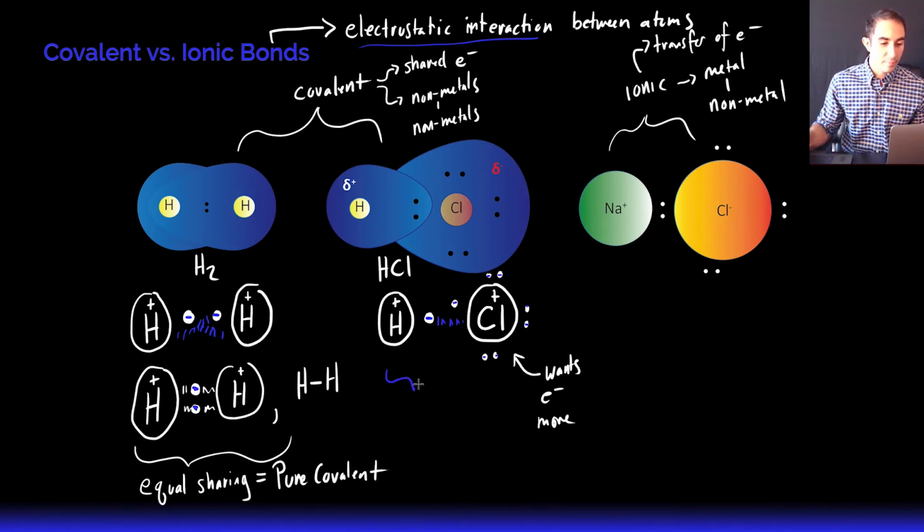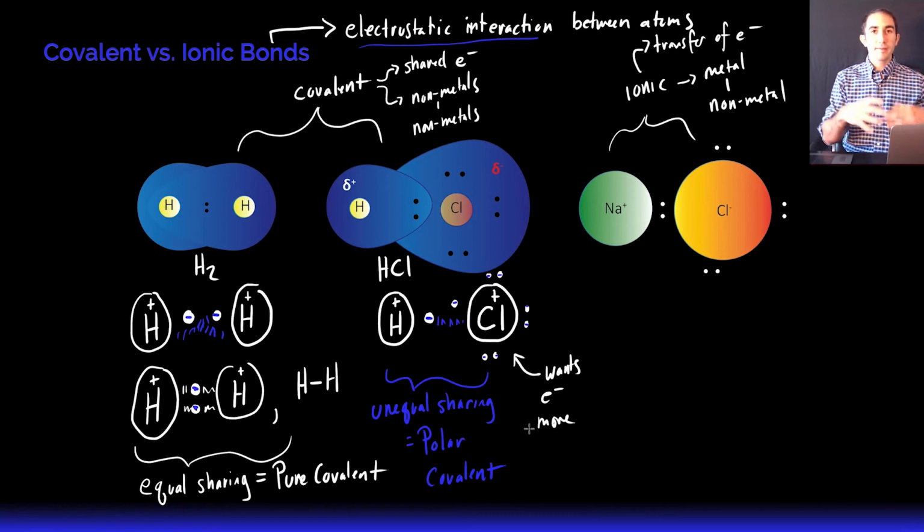And so if we kind of bottle this up and give it a definition, this is going to be unequal sharing. And that's going to be called a polar covalent bond.